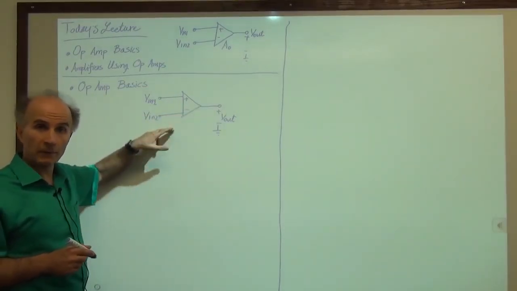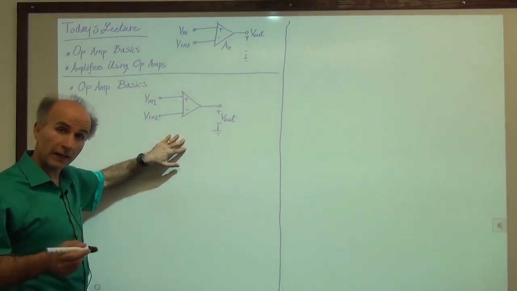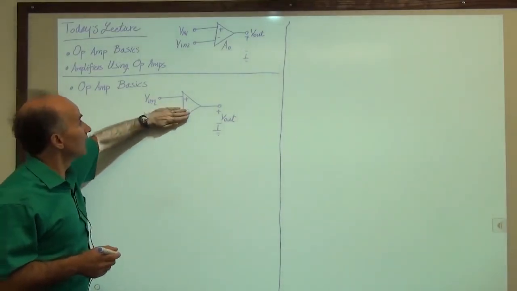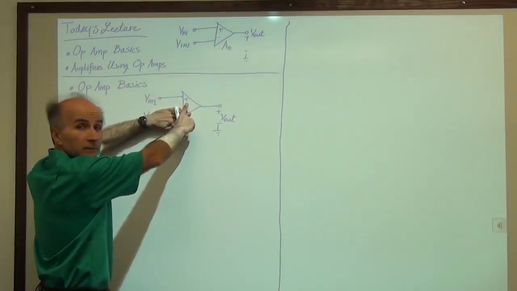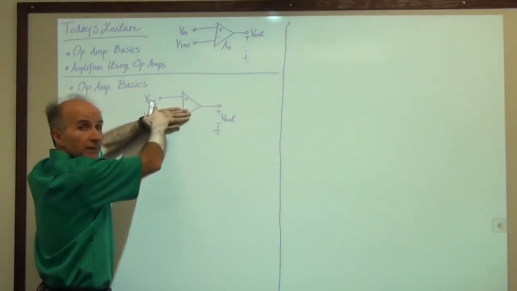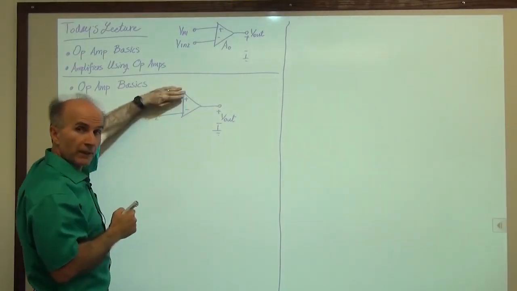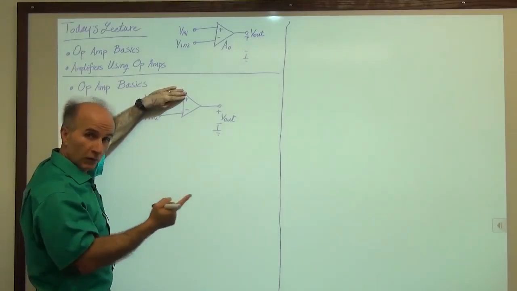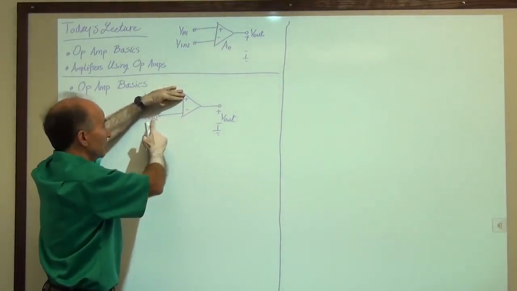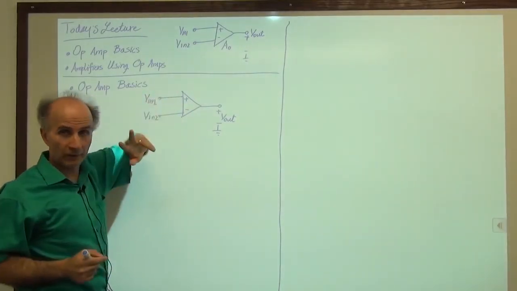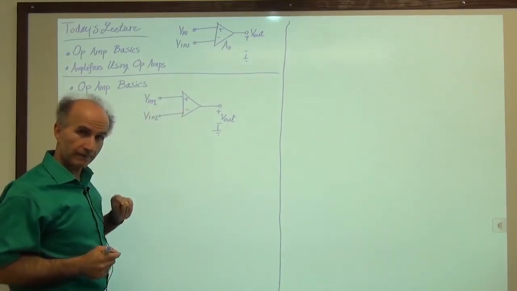There's only one difference between these two experiments. In one experiment, with V in 1, the gain is positive. For example, the output is 100 times the input. In the other experiment, the gain is negative. For example, the output is minus 100 times the input. So that's the only difference between these two inputs.